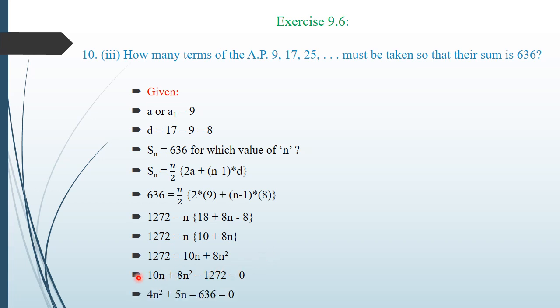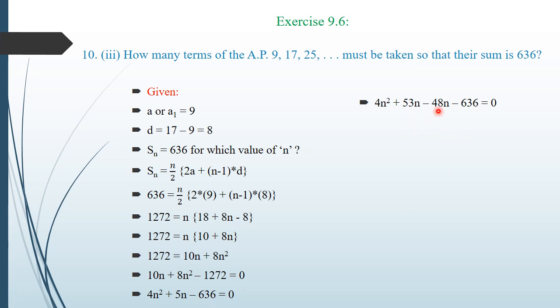And I can take 2 common from this, and I'll rearrange the terms in the standard form of a quadratic equation. Then I'll get 4n square plus 5n minus 636 equal to 0. Now we'll solve this quadratic equation such that the condition is, when we multiply two terms we should get a value equal to the product of 636 and 4, and their sum should be equal to 5n here.